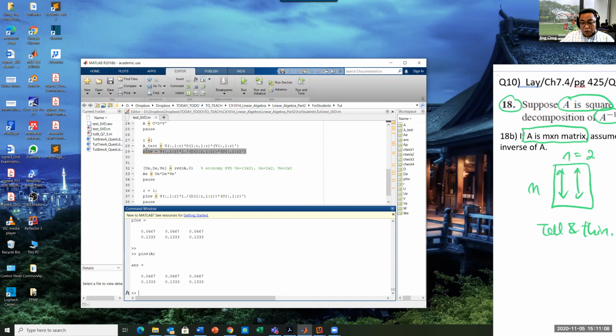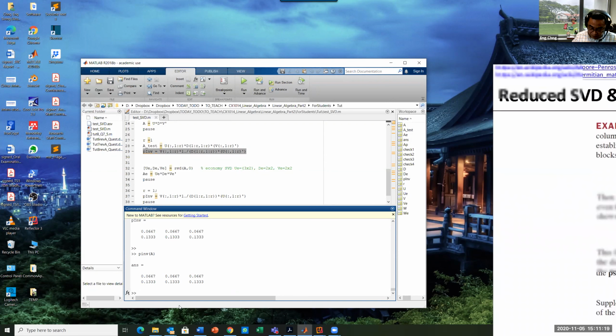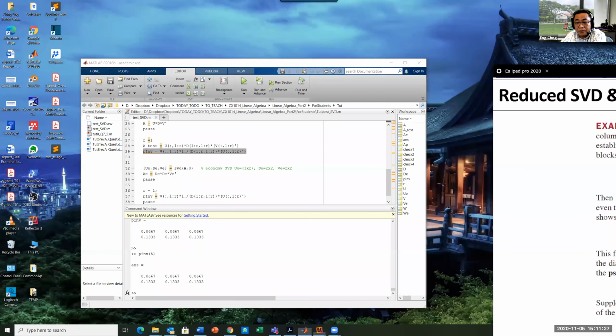Okay, so let's go back to the theory again. And I am doing equation number 10 here. Oh, sorry, I'm mumbling to myself again.